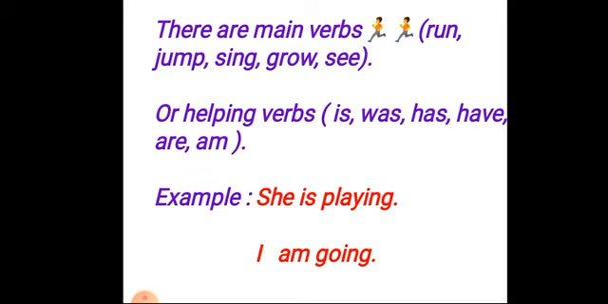Or we also have helping verbs. Now these helping verbs are not actions, but they help the main verb in sentences. They help to extend the main verb in sentences. That's what they do. They are helpers. They are not verbs on their own. They only help the main verb. What are the examples of helping verbs that we have? Is, was, has, have, are, am. These are examples of helping verbs.